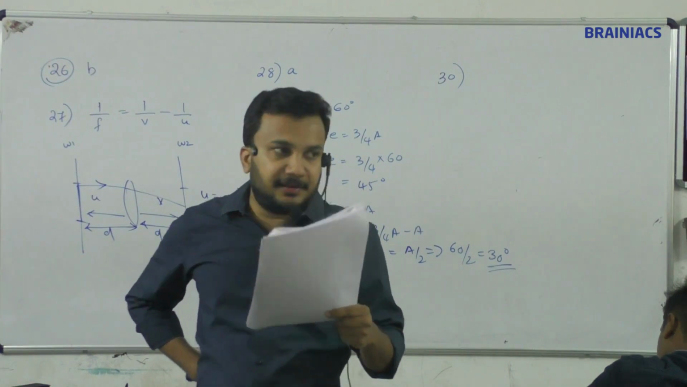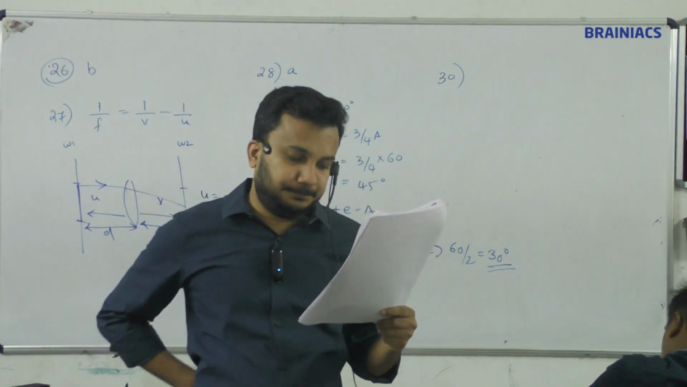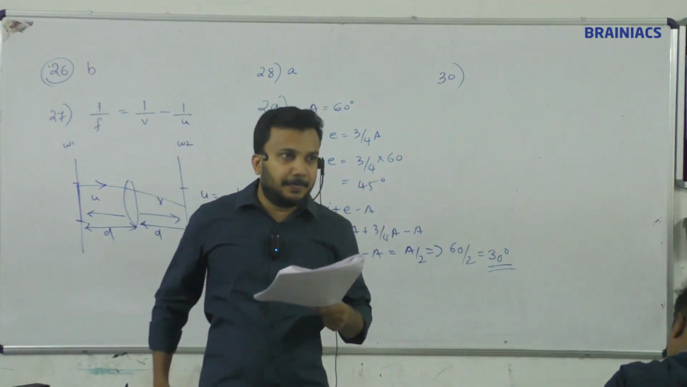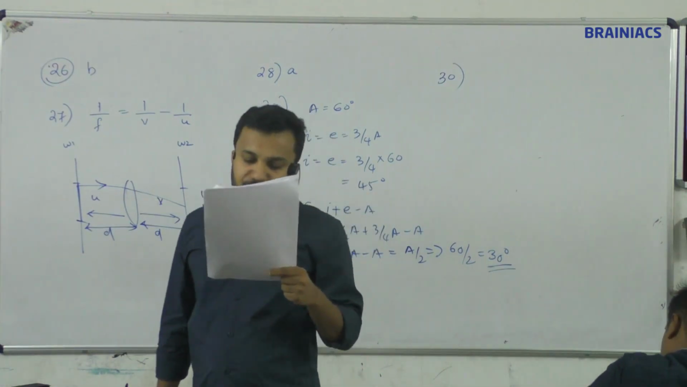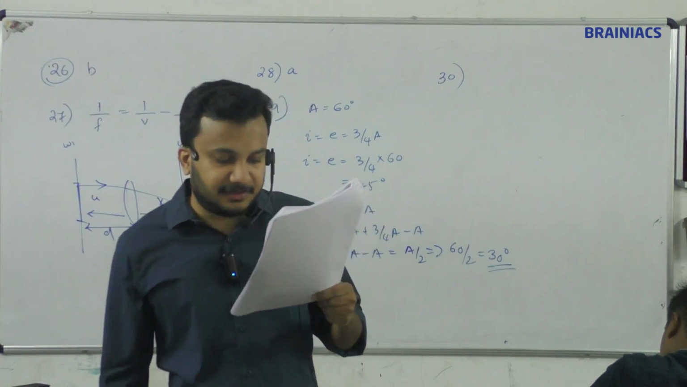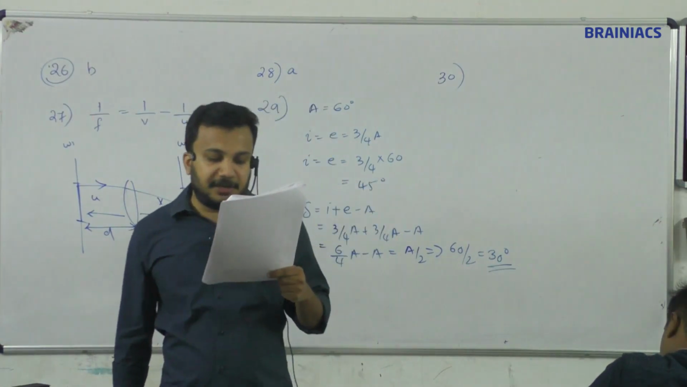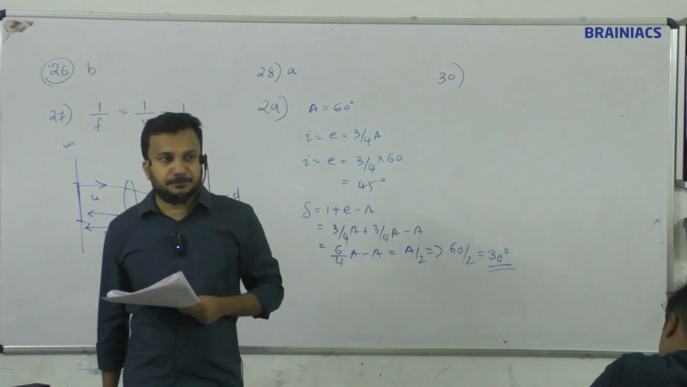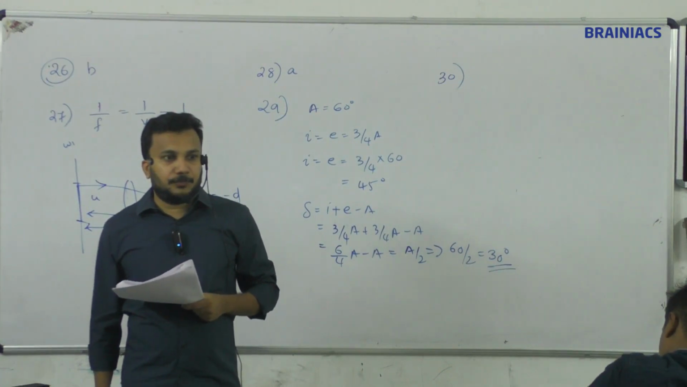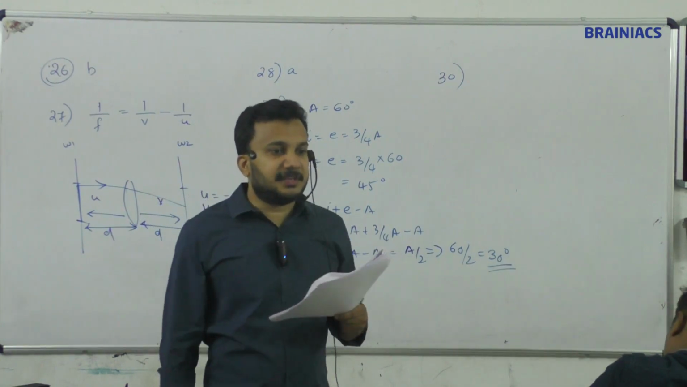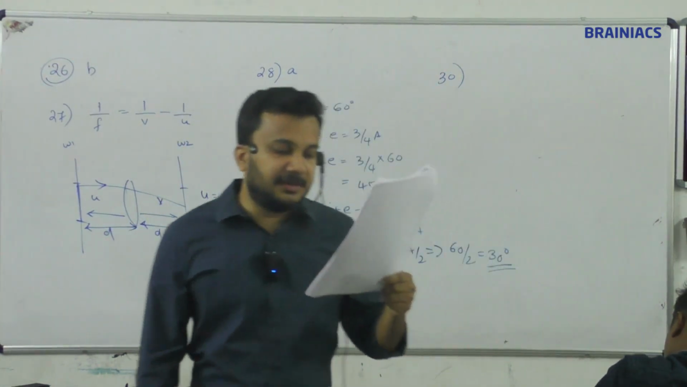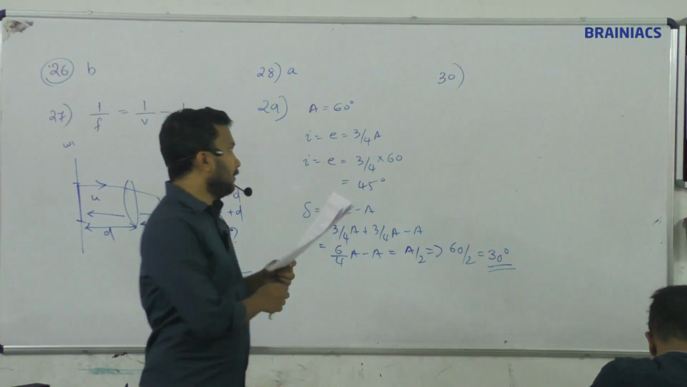Question number 30. The power of a biconvex lens is 10 diopter, so the focal length is 1/10. The radius of curvature of each surface is 10 centimeter. Then the refractive index of the material of the lens is? Focal length is given, and the radius of curvature of each surface, 10 centimeters, is given.